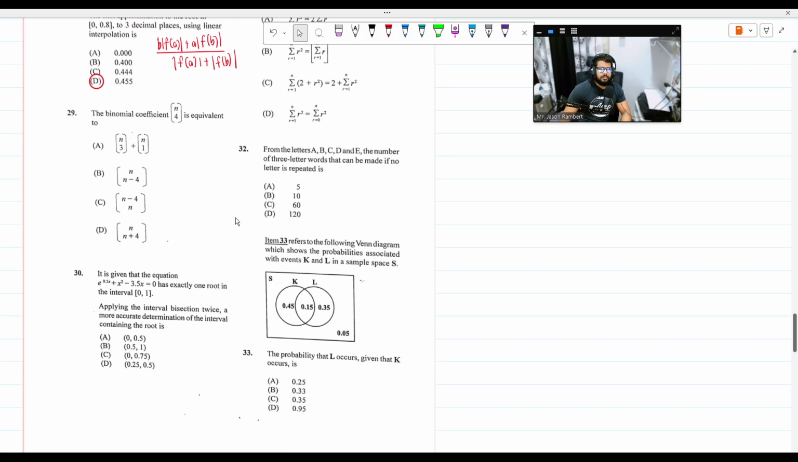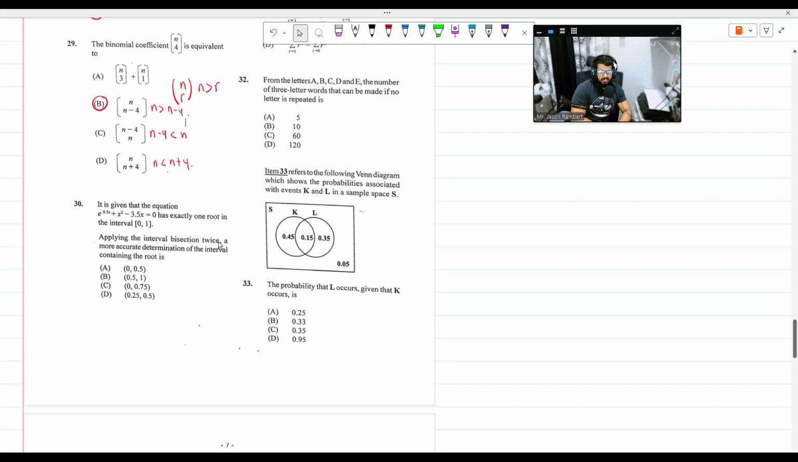29 is also a repeat question. The answer is B, because for nCr, n must be greater than r. Over here, the numerator n minus 4 is less than n, and n is less than n plus 4. So we need n being greater than the denominator, which is n minus 4.